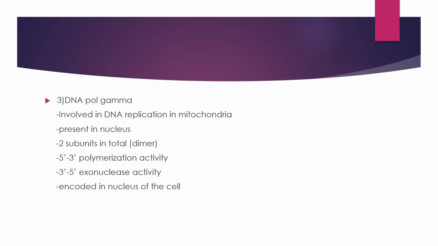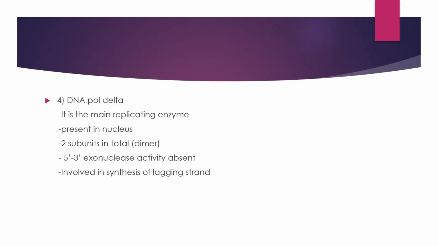The third one is DNA polymerase gamma, involved in DNA replication of mitochondria. It has a total of 2 subunits, so it is known as a dimer. 5' to 3' polymerization activity is present, and 3' to 5' exonuclease activity is also present, and it is encoded in the nucleus of the cell but not in the cytoplasm.